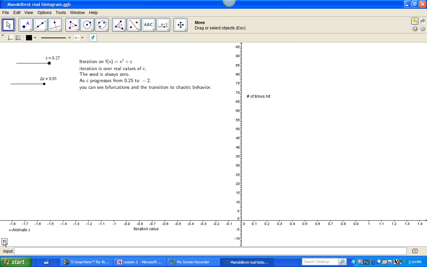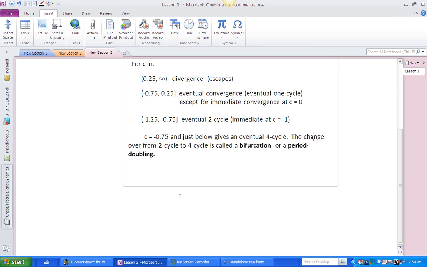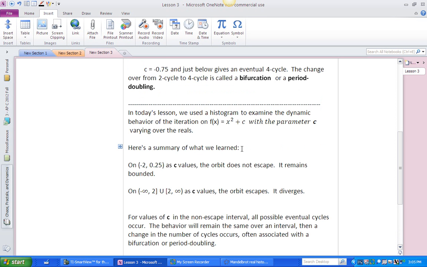Okay. So let's see what we've learned today. So here is what happened today. In today's lesson, we used a histogram to examine the dynamic behavior of the iteration on f of x equals x squared plus c, and we let the parameter c vary over the reals. Let's summarize what we learned.